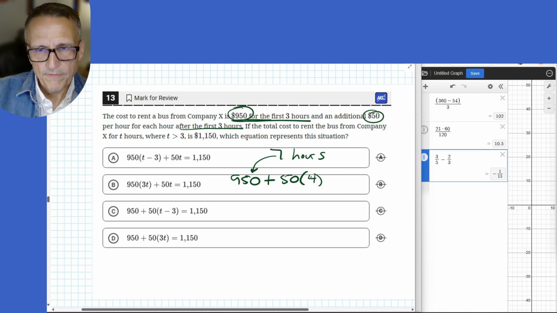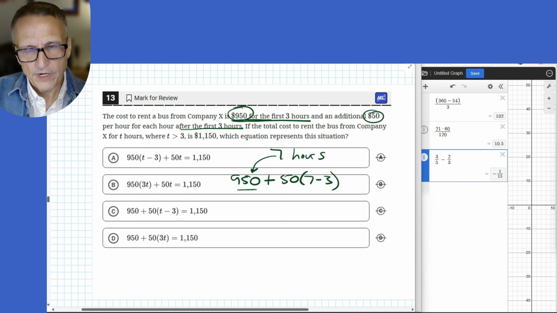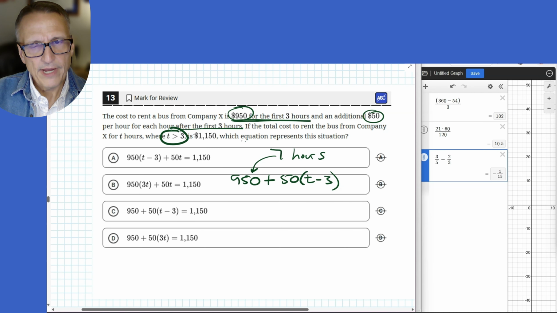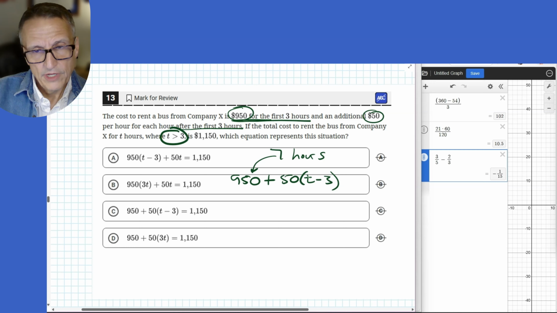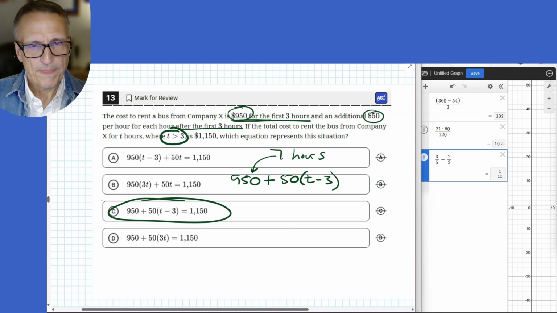Now, where did this 4 come from? It came from the fact that I was taking the total 7 hours minus the first 3 that were included over here. All right, so what this really means is that I need to put a t minus 3 right here. Because remember, they're saying when we are renting for more than 3 hours, so that if I am going to rent it for, say, 4 hours, it's going to be $950 plus 50 times just 1 hour. And so this is going to be the equation that goes with that particular scenario that they've given us.